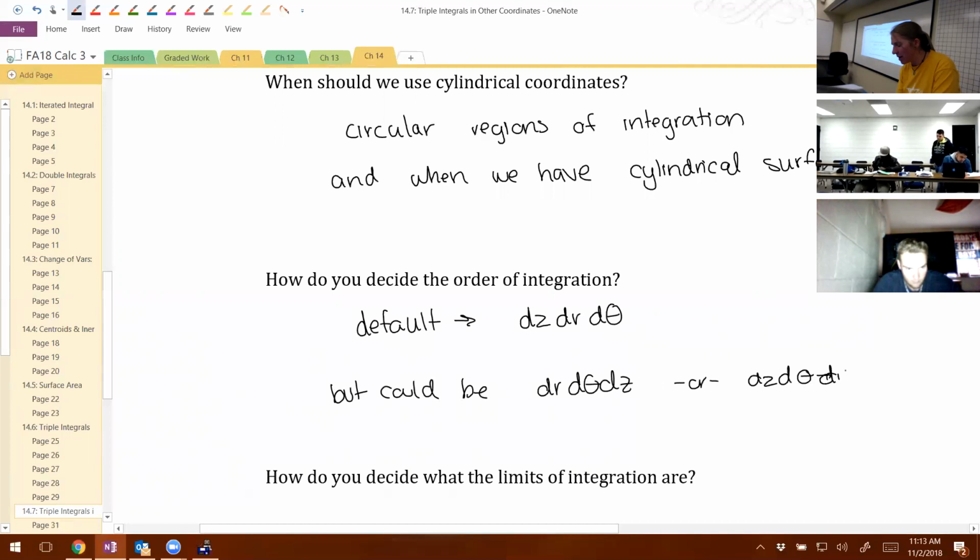I'm not going to go through and write it, but there are 6 different things you can do here that would work. And any of them are fine. So having a default just makes it easier to start the problem, but know that you can definitely change the order of integration. You don't have to stick with dz, dr, d theta. Depending on the shape you're working with, or when you're going to do that integral, if it's too difficult, we can go back and change this.